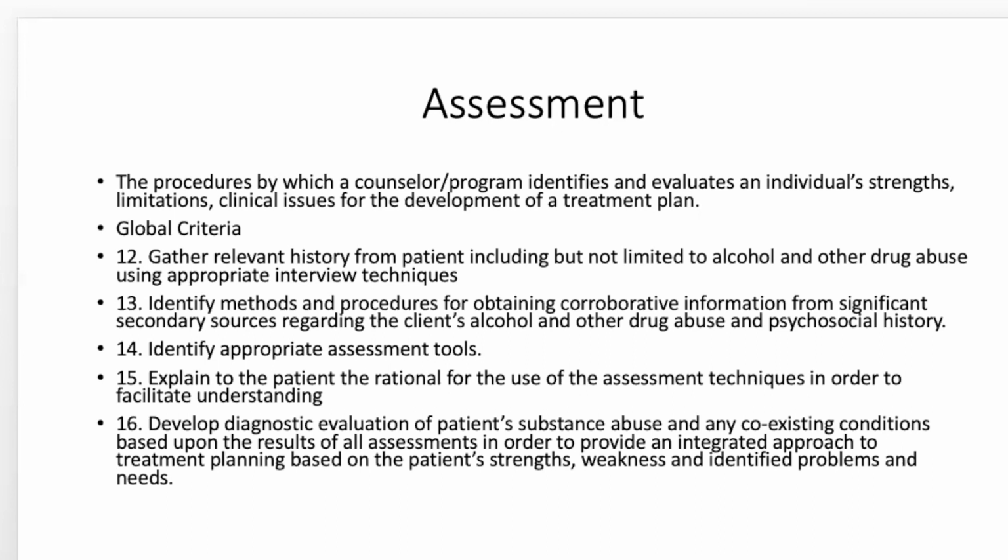Also, identifying methods and procedures of collaborating information from significant secondary sources, like the significant other or from other agencies as we're going. We're talking about the client's alcohol use, drug use, and psychosocial history. Also, looking at the appropriate assessment tools that we're going to use, we'll identify those and make sure that we utilize those as well. In my program, we use something like the ASI-MV.